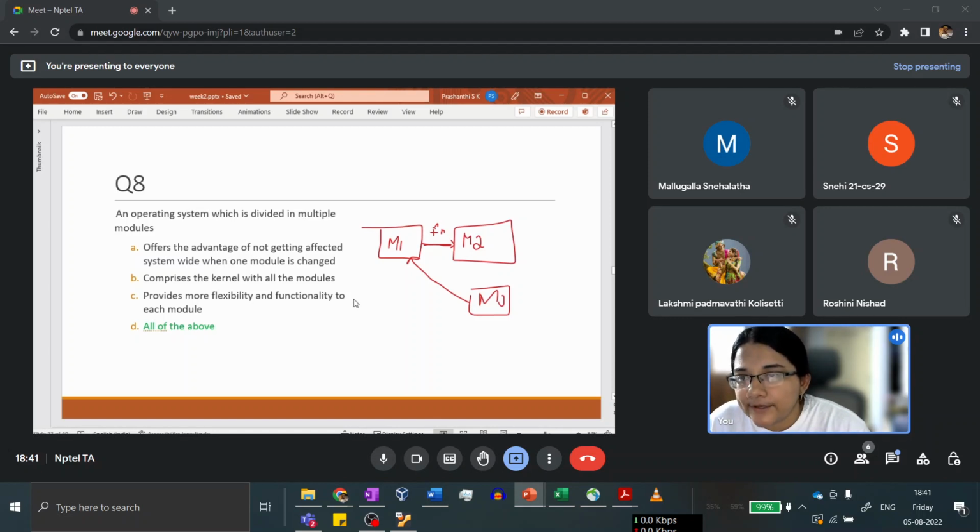And when you have modular operating systems, the kernel itself is comprised of these different modules. As a consequence of this modular design, you also have a lot more flexibility. Like I said, you can change the internals of one module without the other modules getting affected. Similarly, I can add some new functionality to this M1, and none of the others would get affected as long as these interfaces remain the same. Similarly, I can remove some functionality from one particular module as long as the interfaces remain untouched, right? So these are all the advantages of a modular operating system.